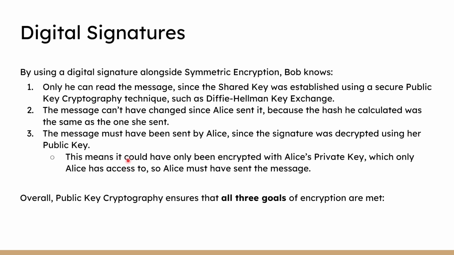So overall, public key cryptography ensures all three goals of encryption are met. So the first point ensures confidentiality. Only Alice and Bob can read the message. The second point ensures integrity. The message isn't modified at all during transmission. And the third point ensures authentication. So Bob knows that Alice sent the message.